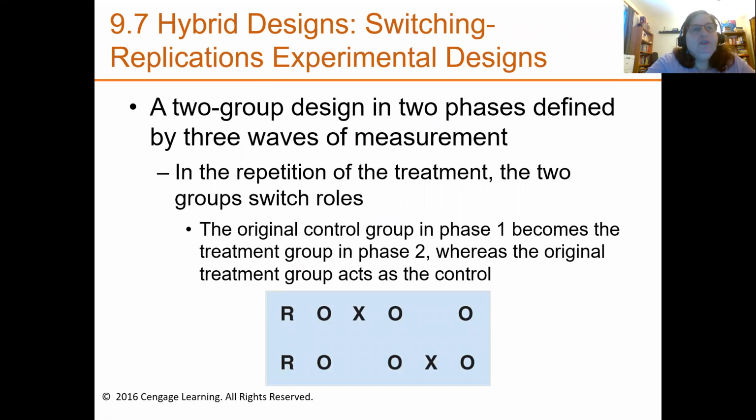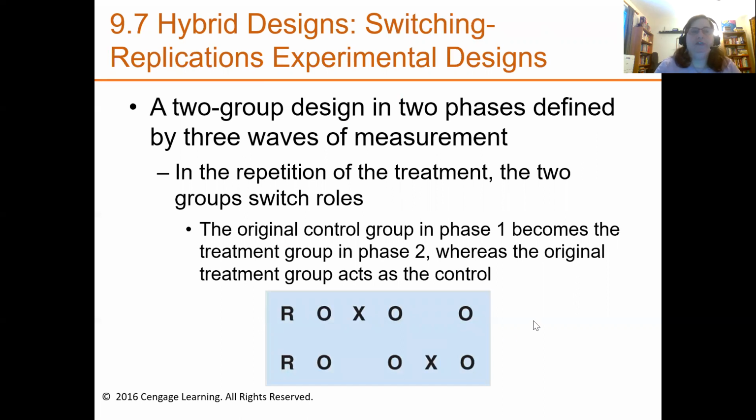Okay, so let's talk about a switching replications experimental design. Now, this is a two-group design in two phases defined by three waves of measurement. And basically what happens is the two groups switch roles. The original control group in phase 1 becomes the treatment group in phase 2, whereas the original treatment group acts as the control. So the way this works, again, you randomize into two groups, observe both groups. Now, this is the treatment group, right? You get the treatment, observe again both groups. Now you get the treatment, observe again both groups.